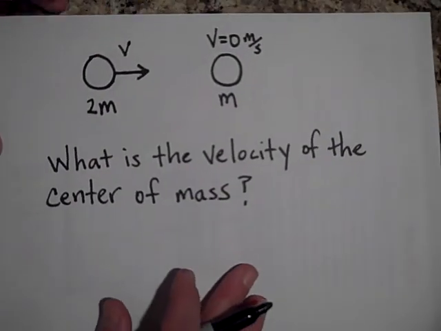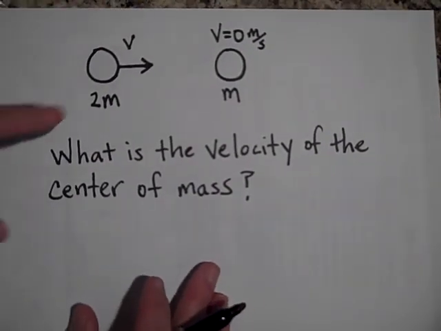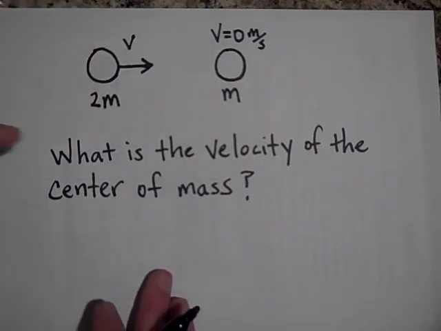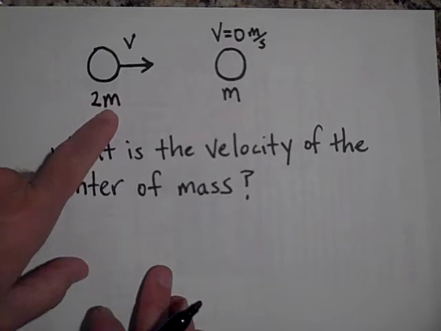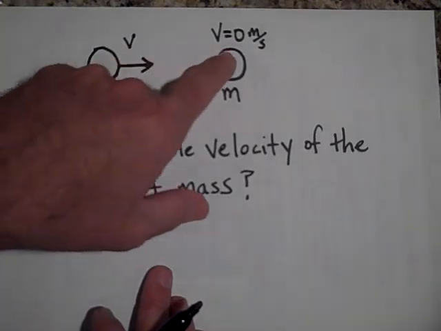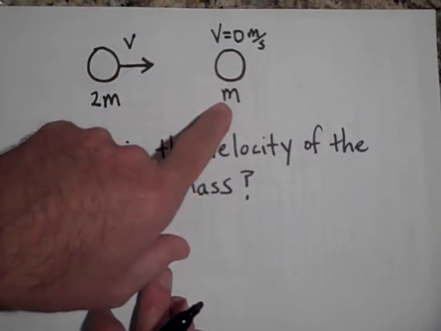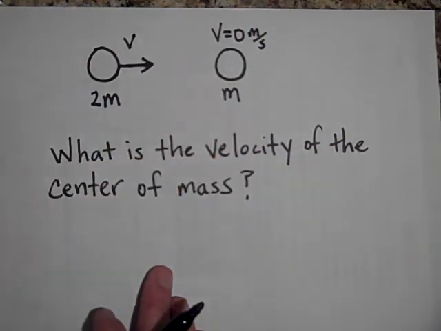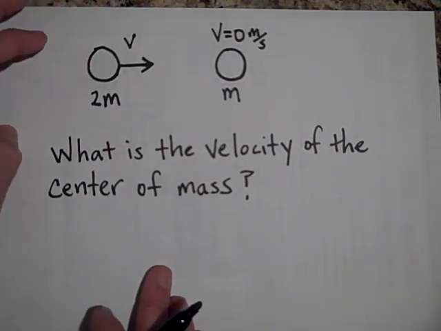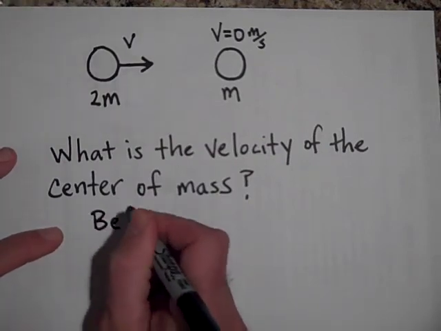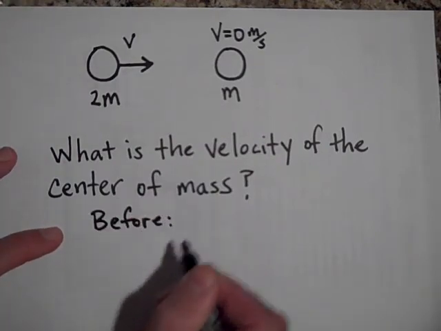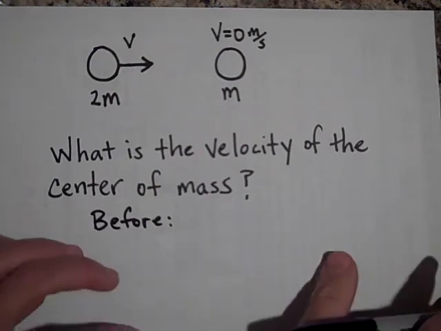Okay, lastly, here's a ball heading this way. The ball has mass 2m and a speed v. The other ball is just sitting there, and it's got a mass m. So what is the velocity of the center of mass of this before the collision? Go ahead and pause and see if you can guess it.